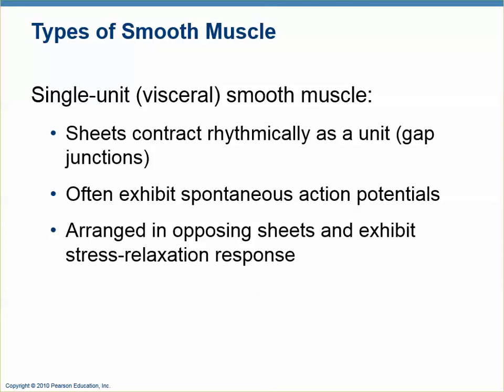Oftentimes, you can have spontaneous action potentials that will trigger the whole thing, so you will get this rhythmic sort of contraction. And they're arranged in sheets, with the cells actually touching one another. This is the type of smooth muscle we find in the walls of the arteries, in the walls of the bladder, in the walls of the digestive system, in the walls of the reproductive system. It's the most common type.